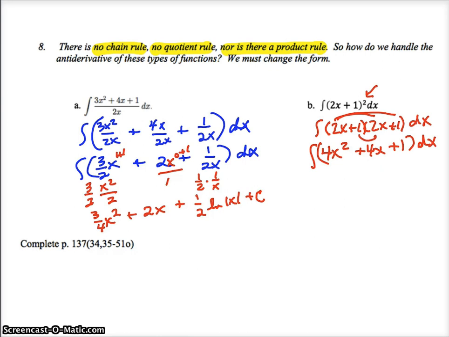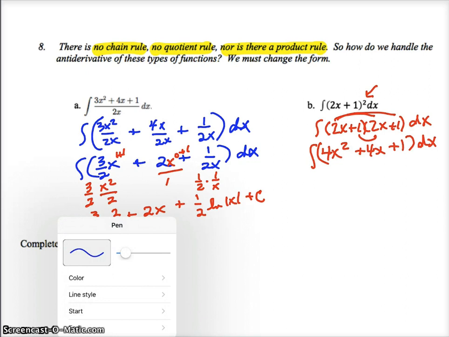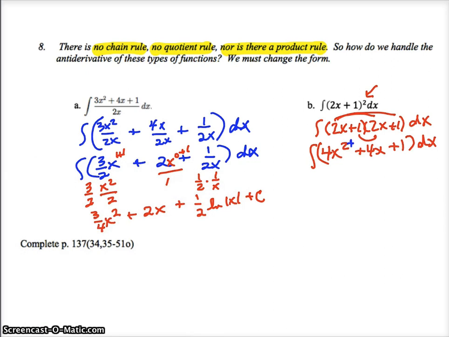And now we'll find the antiderivative of each individual term. So for 4x squared, to the exponent we will add 1 and therefore divide by 3. So 4/3 x cubed plus, for 4x, our exponent is 1, so we will add 1 and divide by 2, so 2x squared. And since 1 is a constant, for its antiderivative, we multiply by x.